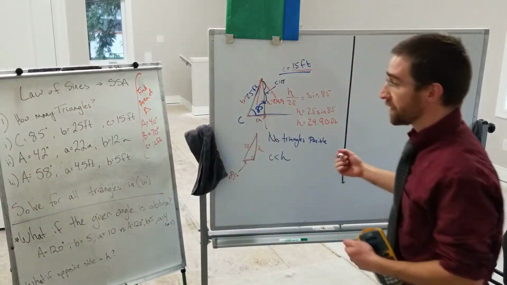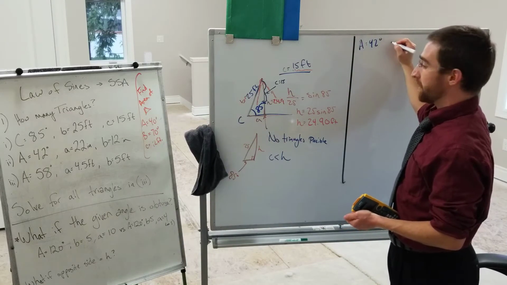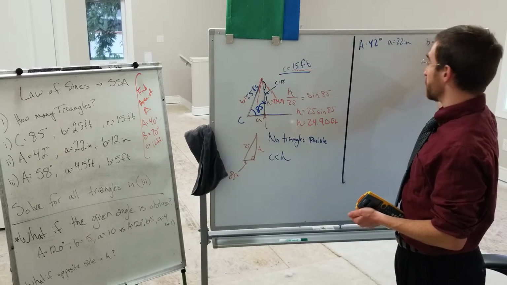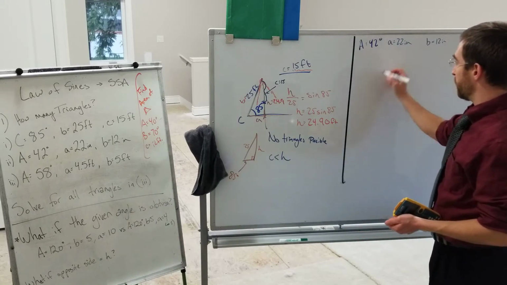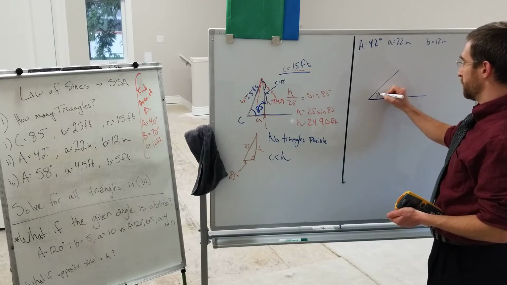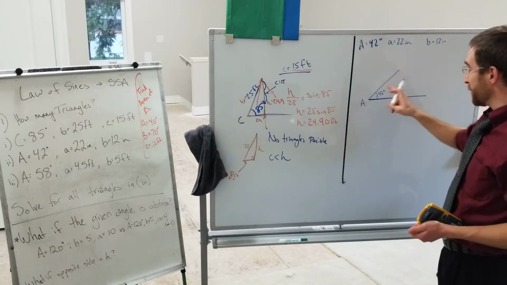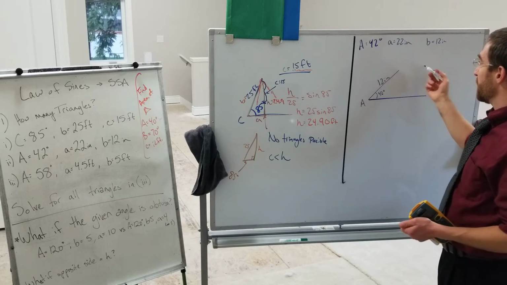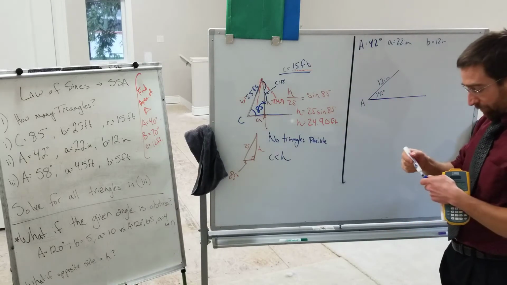All right, let's look at example 2, where A equals 42 degrees, a equals 22 inches, and b equals 12 inches. All right, so we have a 42-degree angle at A. B is going to be the side adjacent to A. It could be either one of these, I just like putting it up here. So b equals 12 inches. And then here, side a is going to be the opposite side from angle A.